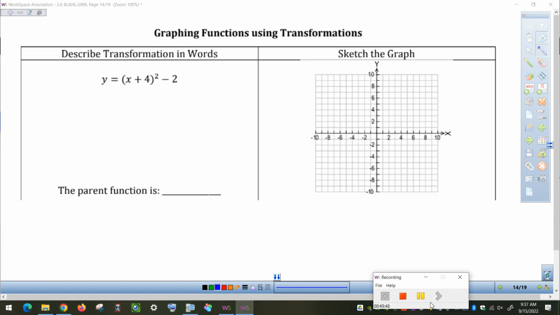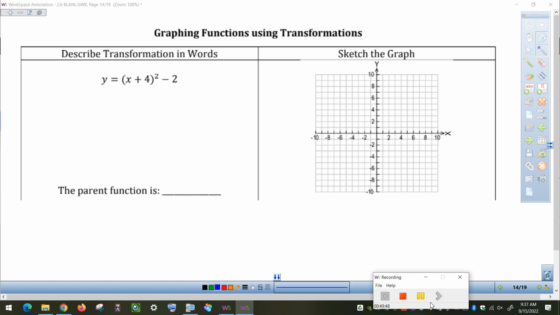All right, so here's what a problem might look like. It's going to give us an equation, and it's going to have us first describe the transformation in words. We're also going to look for clues in the equation to figure out what the parent function is. Then we're going to use the parent function graph from the library of functions as a starting point, and then we're going to shift, move, stretch, whatever it's having us do to make the transformed graph.